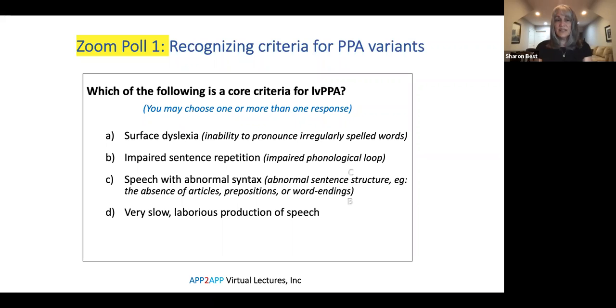So hopefully you would all pick B, impaired sentence repetition. Remember, the core criteria for that variant would have to be impaired word finding, so they're searching for words, and impaired sentence repetition because they have an impaired phonological loop. Now, the speech with abnormal syntax would go with the agrammatism, so that would be non-fluent agrammatic PPA, and the very slow, laborious speech would be apraxia of speech, also going with non-fluent agrammatic PPA. Whereas with the surface dyslexia, the inability to pronounce or read those irregularly spelled words, those patients might have lost those words from their dictionary.